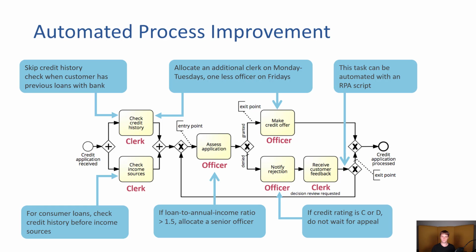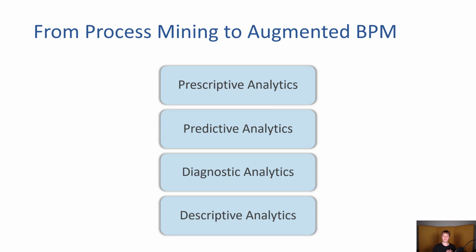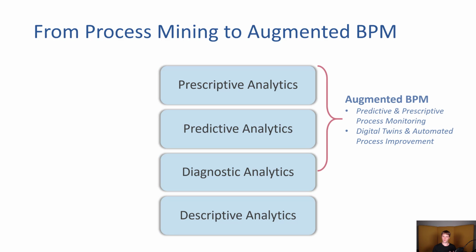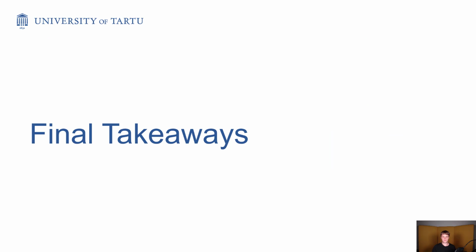But now coming back to the beginning of this part of the lecture, we looked at the 4 types of analytics in process mining. And while augmented BPM looks very impressive in the capabilities that it can provide, we still have to bear in mind that it relies on the descriptive process mining parts that we covered mainly in this lecture series. So bear this in mind and try to apply those techniques whenever possible in your workplace. But having said that, it is now time to move towards the final takeaways, which will be covered in the next part of this lecture.